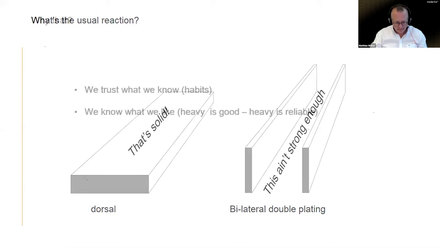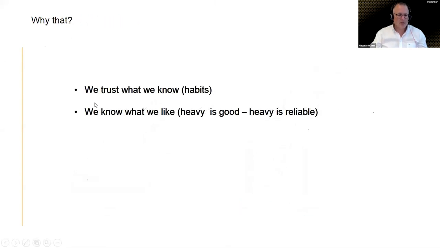Okay. Now, why is that? First of all, we trust what we know. So it's a matter of habits, right? If you inserted hundreds and hundreds of dorsal plates it will take you a while to get your head around a bilateral approach. So therefore, you might still stick to the dorsal approach because you were happy with it, but at least give it some thought. And we know what we like. Heavy is good, heavy is reliable, and provides strength. That's what we want, okay? Standard thing. Sometimes not really clever.